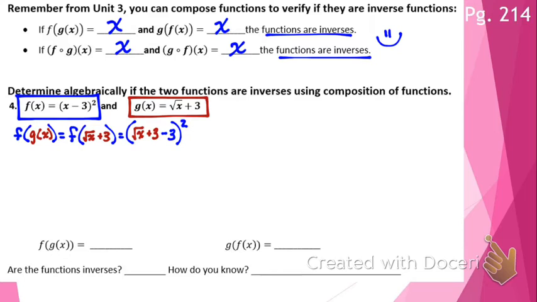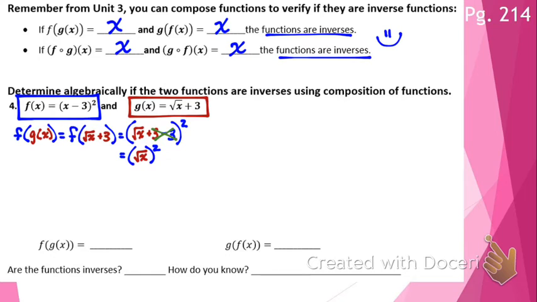Order of operations. We're not solving for anything. We're not isolating. We're just simplifying. Do you see anything that will simplify in here? Plus 3 minus 3. What happens? They cancel each other out. Yep. So I have a radical x left inside there. What's on the outside of my parentheses still? Squared.